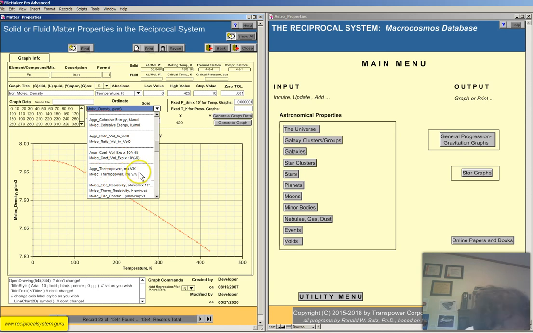Aggregate thermal power in mu volts per Kelvin, molecular thermal power, molecular electrical resistivity in ohm centimeters times 10 to the minus 6. Thermal resistivity in Kelvin centimeter per watt. Molecular electrical conductivity, ohm centimeters to the minus 1 power, and molecular thermal conductivity, watt per Kelvin centimeter.